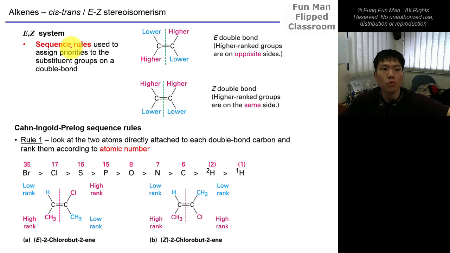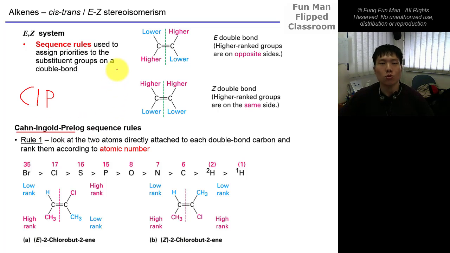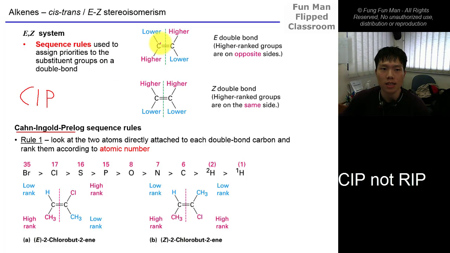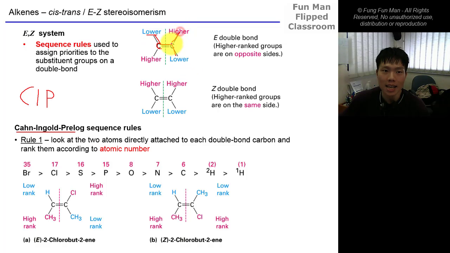Now for the exact system rule, we have this rule called the CIP rule, CIP, not Community Involvement Program, but Cahn-Ingold-Prelog sequence rules. It is used to guide us how to rank the order in terms of priorities attached to a particular carbon atom. So if the lower and lower are on opposite sides, it means the higher and higher are on opposite sides as well. So this is E. If the higher ones are on the same side, it's called Z.